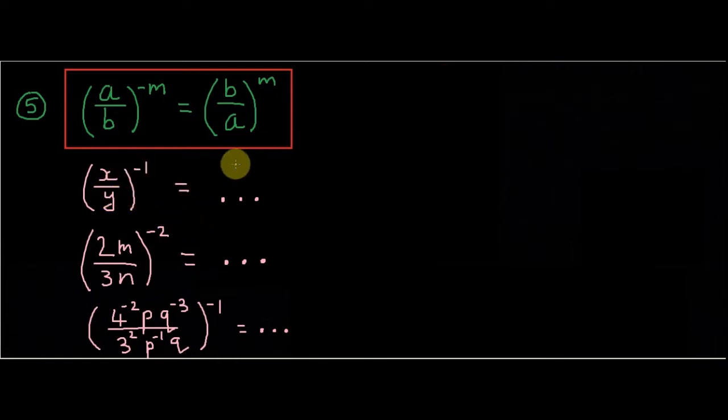In the first one, we can invert the fraction. It becomes y over x to the plus 1, or just y over x. Inverting the fraction here, we get 3n over 2m, and the power becomes positive. And now we can apply the square to what's inside the brackets. So 3 squared is 9, and we have n squared. 2 squared is 4, and we have m squared.